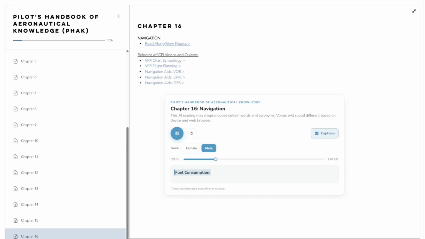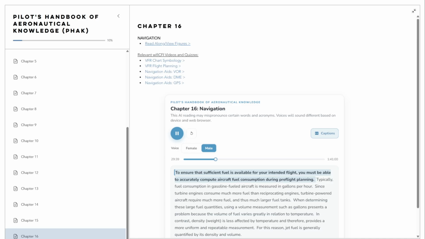Fuel consumption. To ensure that sufficient fuel is available for your intended flight, you must be able to accurately compute aircraft fuel consumption during pre-flight planning. Typically, fuel consumption in gasoline-fueled aircraft is measured in gallons per hour.